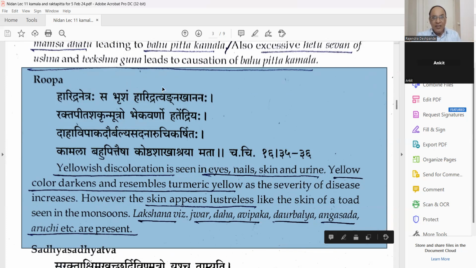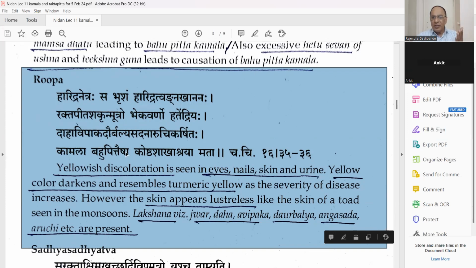Haridra, twak skin, nakha, anana, whole face, raktapitta shakrit mutro, bheka varno hatendriyaha. Indriya will be having problem; the sensory and motor system will be a little bit damaged. Dah, burning sensation. Vipak, daurbalya, weakness. Sadana, anga sadana, very debility. Aruchi is there. Karshitaha, the person will start losing weight.